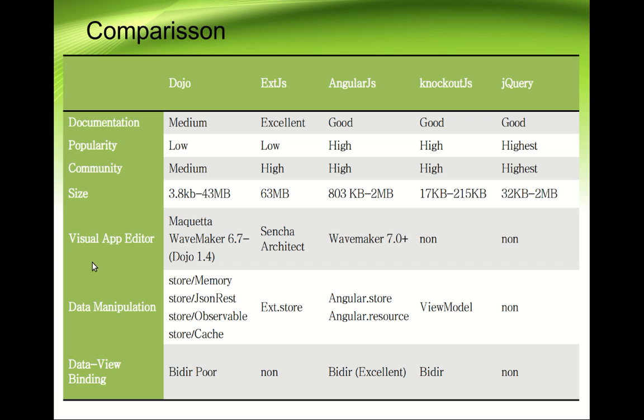What about visual editors? Dojo has two kinds of visual editors, as far as I know. It could be that there are more. The two that I know are Maqetta and Wavemaker, but only until version 6.7, and this version uses Dojo 1.4, while Maqetta uses version 1.9 of Dojo.